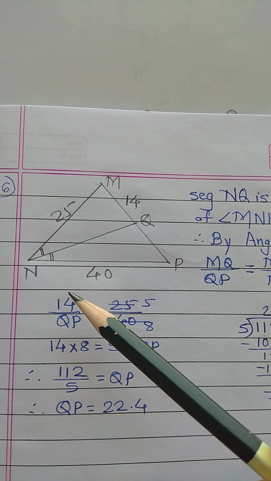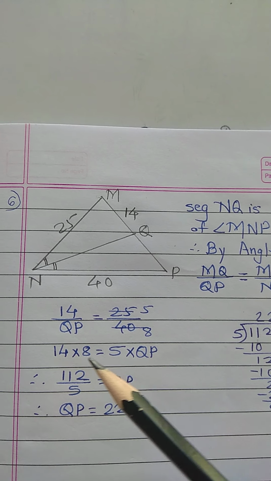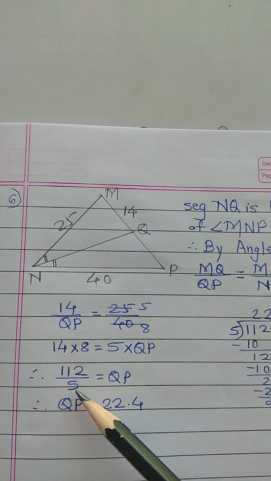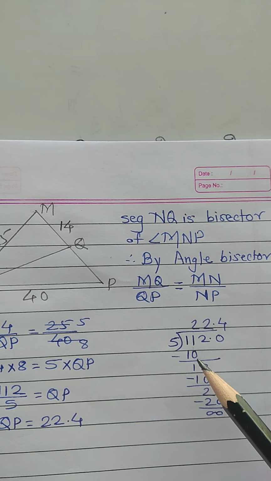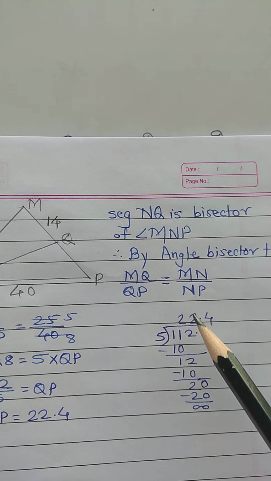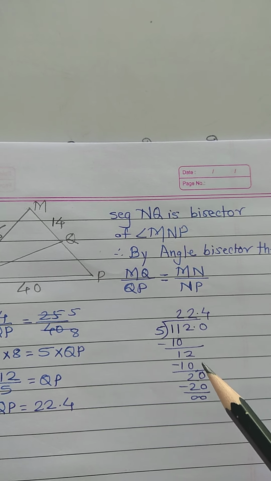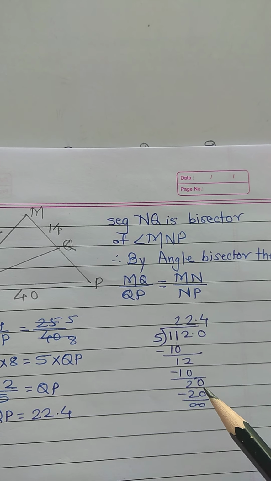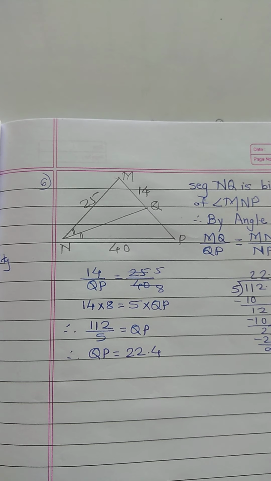Cross multiplying, we will have 14 into 8 is equal to 5 into QP. 14 into 8 is 112, into 5 will become upon 5 now. See here, 112 upon 5, 5 2s are 10, remains 1, it will become 12, 5 2s are 10, remains 2. We will have a point after the decimal place. So 5 4s are 20 now. So the answer is 22.4.